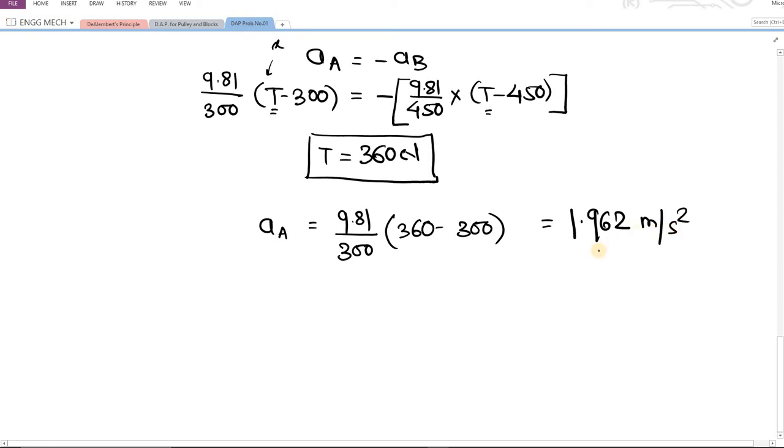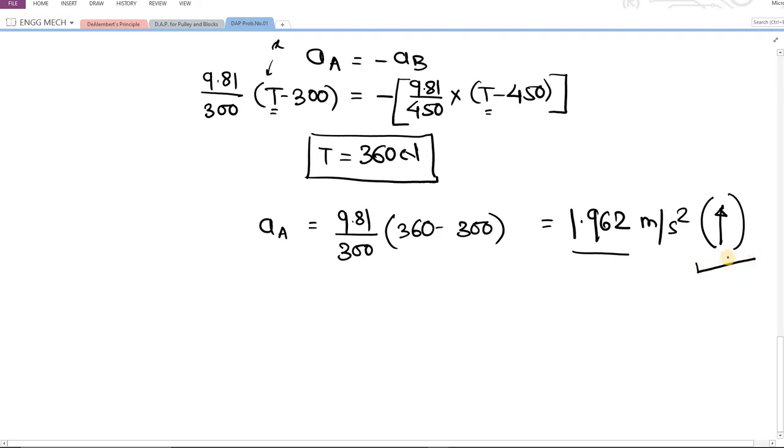Now try to recall that we had assumed some direction for both blocks, and we said that if the assumption is right, then the acceleration calculation will come out positive naturally. Here the calculation for acceleration of block A came out to be positive. It means that what we had assumed for block A, the upward direction, is correct. That's why the answer came out positive and our assumption stands correct.